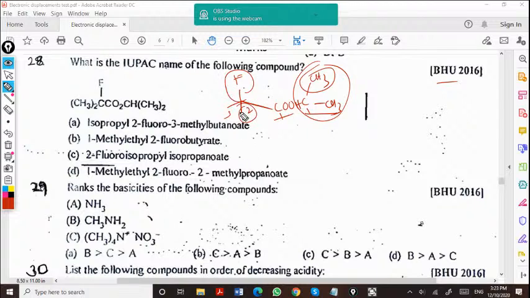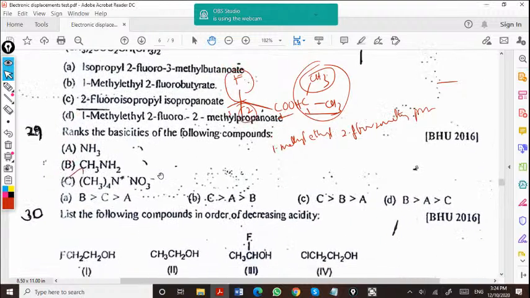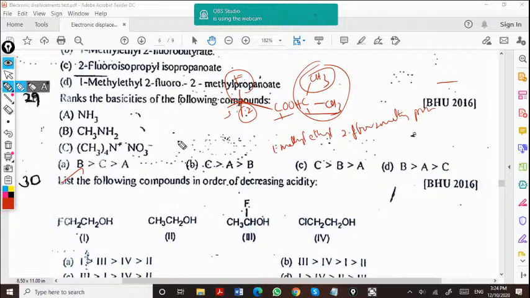Fluoro and methyl, 2 methyl, and at position fluorine at second. So it is 1 methyl ethyl, and alphabetically fluorine will come first, 2 fluoro, 2 methyl propionate. So option B. So never iso, tertiary, neo words will not come in IUPAC nomenclature. Remember that. Okay. Next.